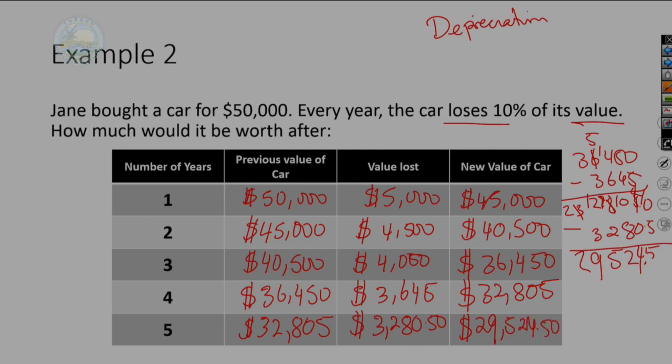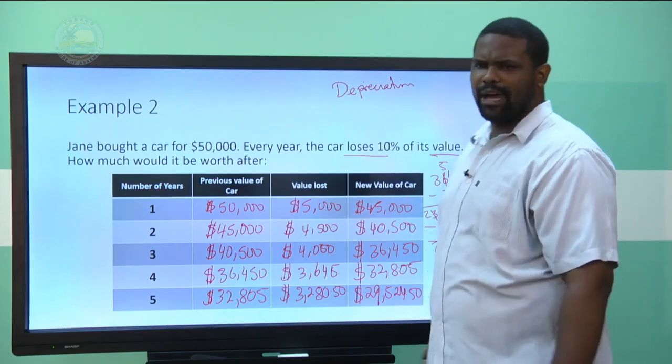So after 5 years, the car that was worth $50,000 is now worth $29,524.50. Now, if it was simple interest and every year it was losing 10% of the value, saying that every year it was going to be losing $5,000, then here would have been 45, then here would have been 40, then it would have been 35, 30, 25,000.